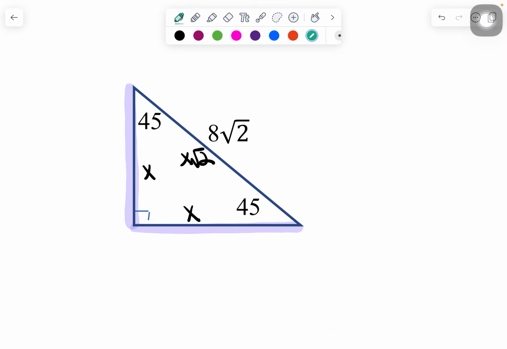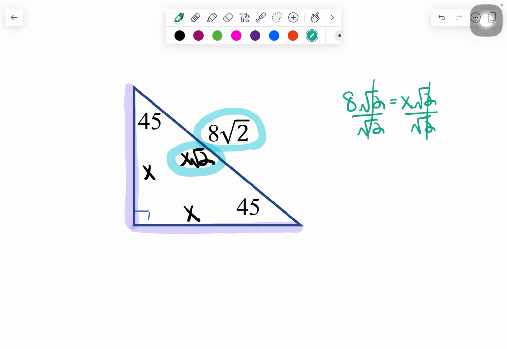So one of the things I can do then is take this side that I gave to you and the label I know it's supposed to equal and just make a little equation out of that for myself. So 8 root 2 is equal to x root 2. To get x by itself, I'm going to divide by root 2, of course. All those root 2's cancel, and I'm left with x is equal to 8.